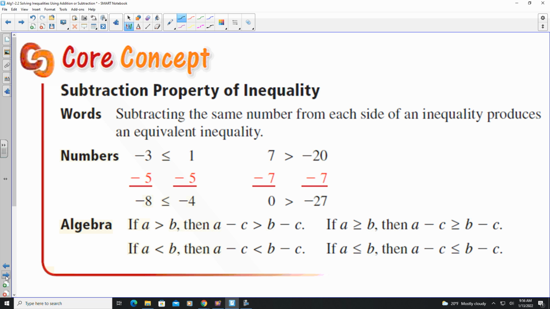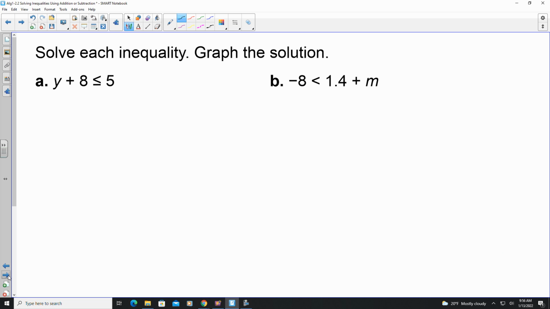Subtraction, same thing with addition. The only thing is now we're subtracting, trying to keep the inequality balanced, just like what we did with equations in chapter 1. So here are some examples.